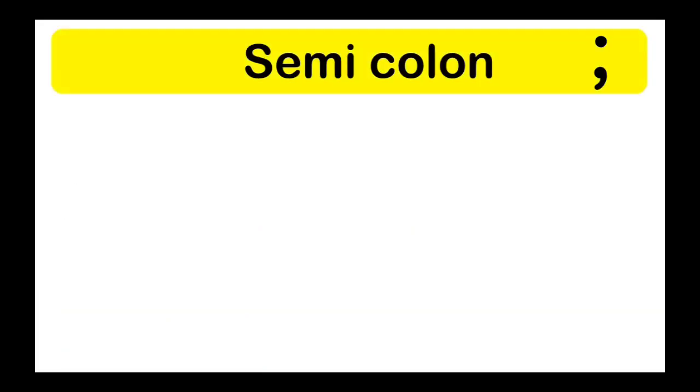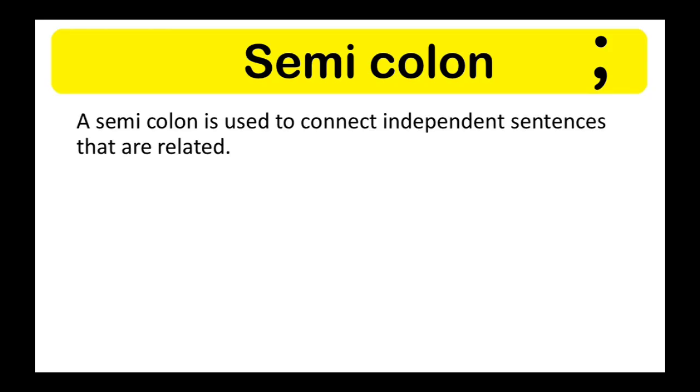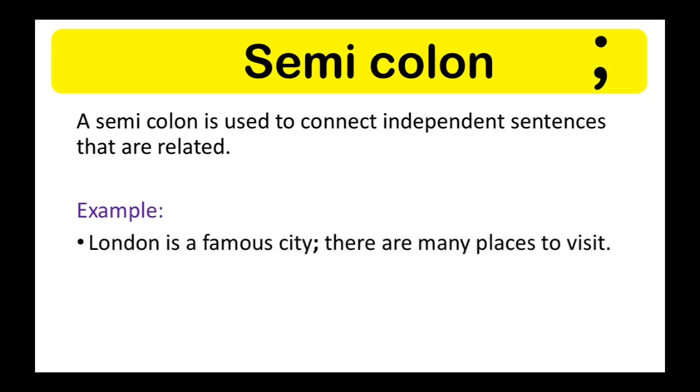Semicolon. A semicolon is similar to a full stop, therefore instead of a full stop we can use a semicolon. However, generally we use a semicolon when two sentences are closely related. So, a semicolon is used to connect independent sentences that are related. For example, London is a famous city; there are many places to visit.